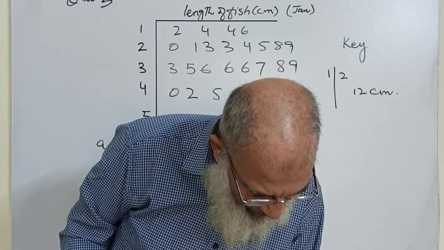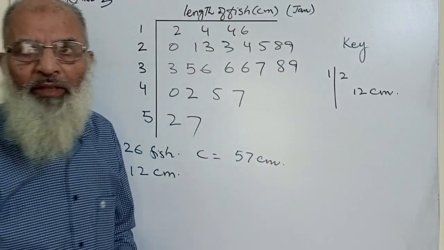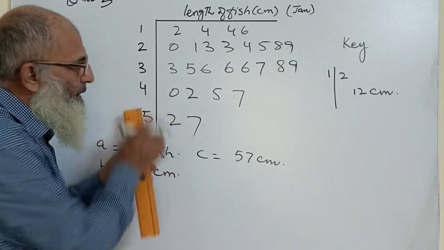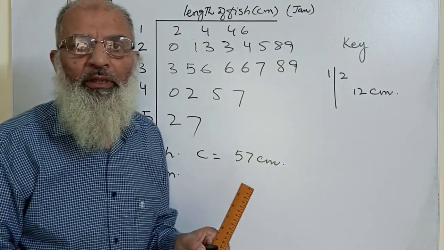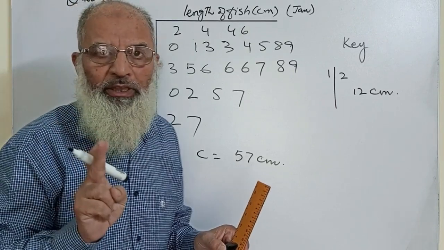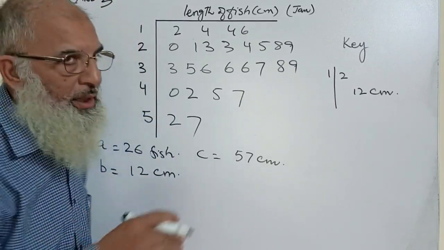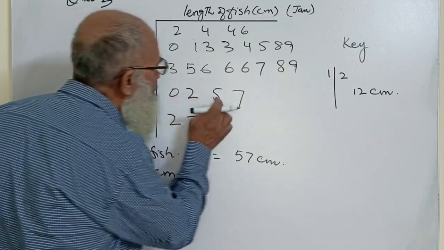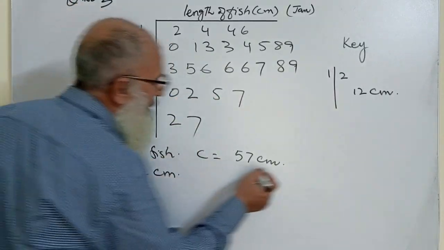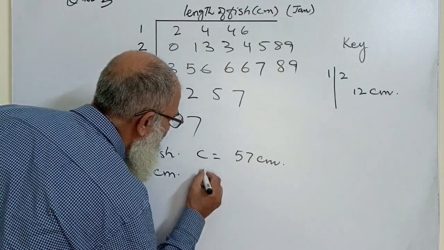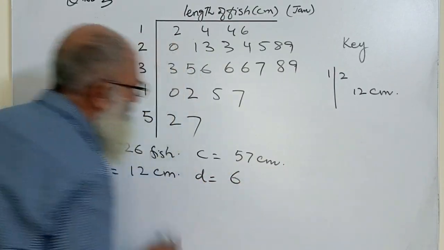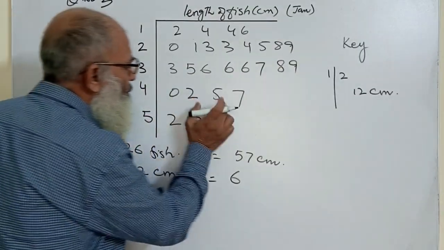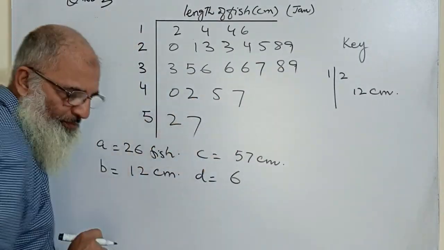How many fish were 40 centimeters long? Now this includes 40 centimeters and longer. And the longest will also be measured: 1, 2, 3, 4, 5, 6. Now part D is 6 fish measuring 40 and above. 40 and above: 1, 2, 3, 4, 5, 6.